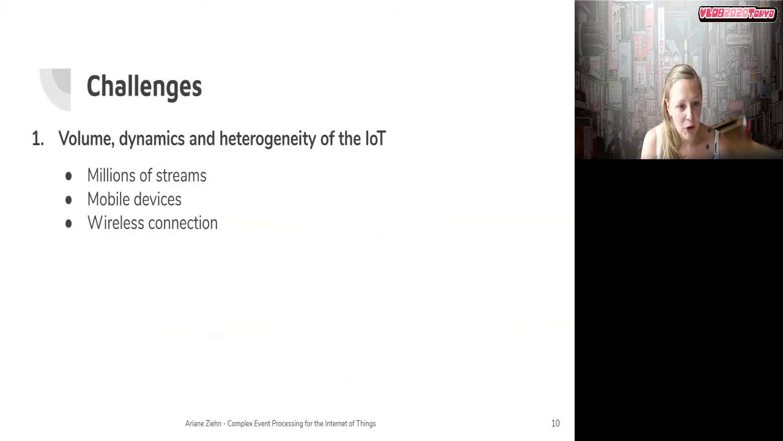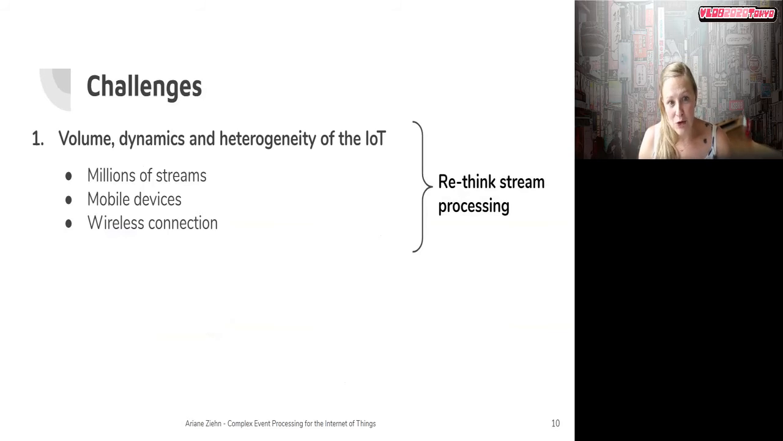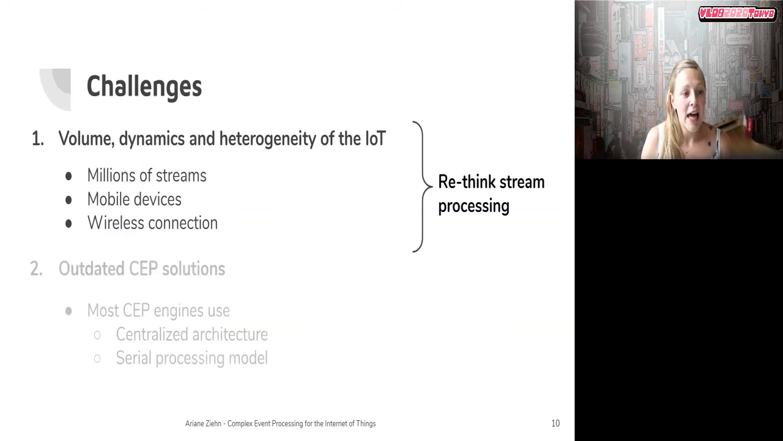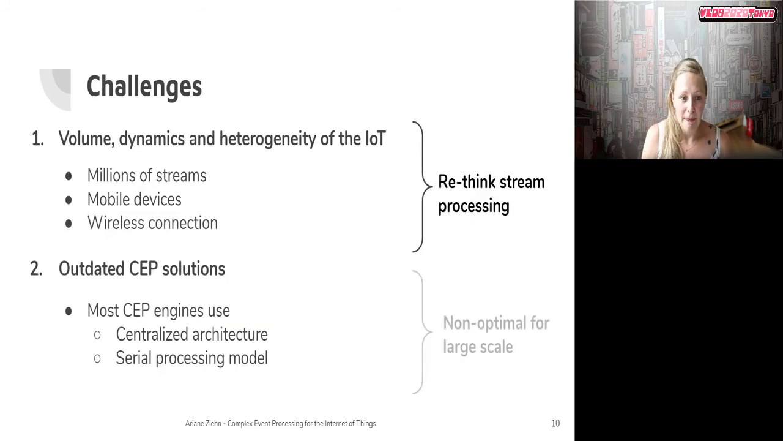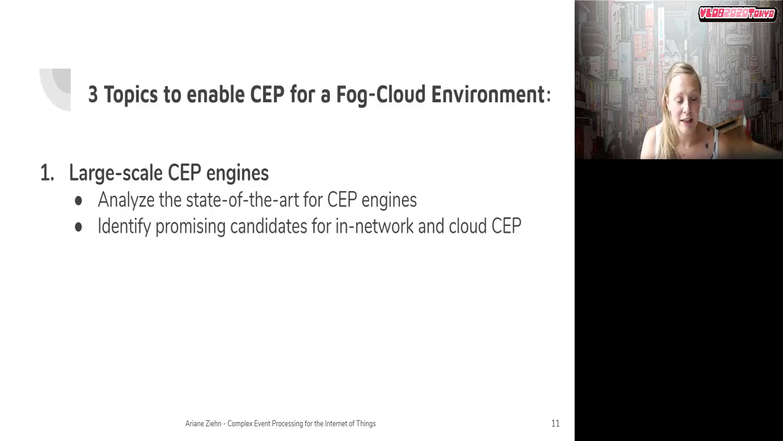Concluding our findings for the first point, we had the challenge of the IoT with its volume, its dynamics, and heterogeneity, which leads to the problem that we need to rethink stream processing itself to use our additional fog layer to overcome the problems of the current state of the art. The second problem is the outdated CEP solutions, the centralized architectures and the serial processing model these solutions use, which don't really help us to reach large scale for complex event processing. Here we finish the current findings for research topic 1.